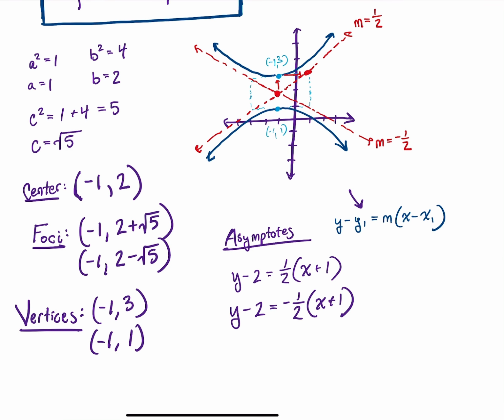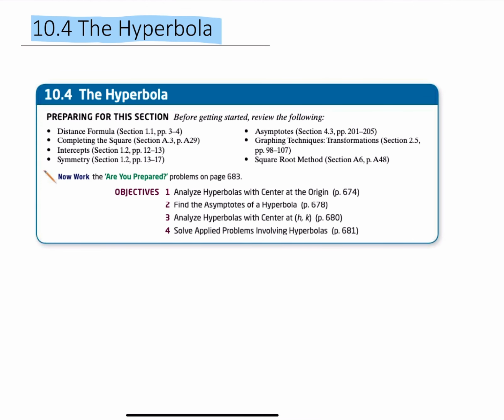All right, that will be it for this section. So we are looking at hyperbolas with the center at the origin. We found asymptotes of the hyperbola, and then we shifted the center. The text has some application questions involving hyperbolas that are interesting and worth taking a look at if you want to check them out.